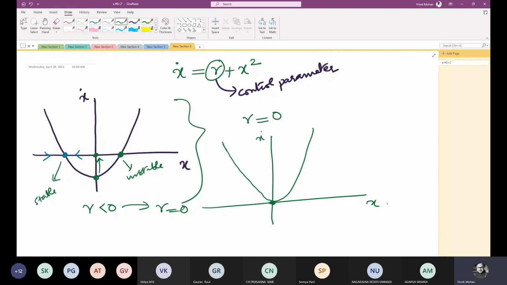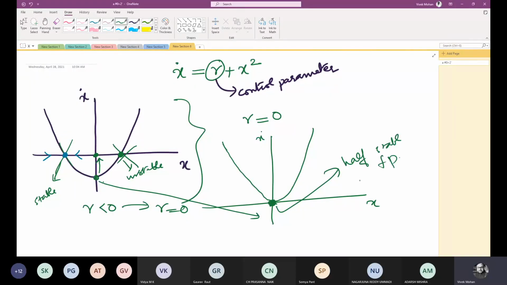So now in x dot versus x, it moved up. Now, what happened when it moved up? When r approaches 0 from below, the parabola moves up and the two fixed points move toward each other. These are two fixed points. They move towards each other and collapse at this point. The fixed points collapse into a half stable fixed point. This is known as a half stable fixed point.